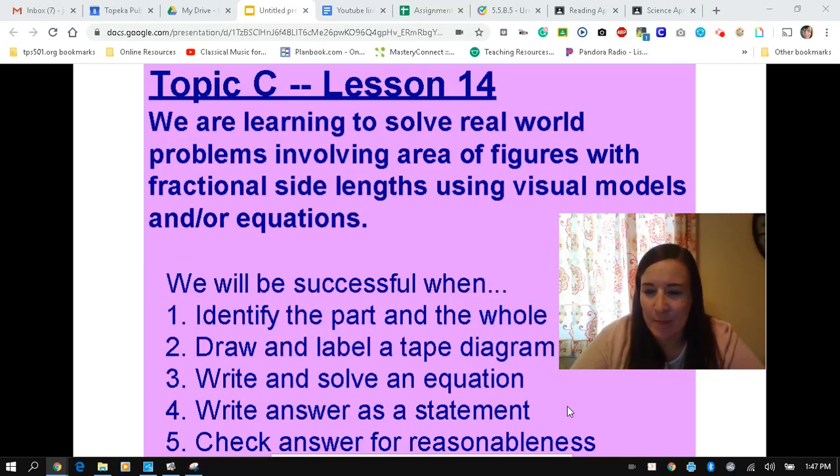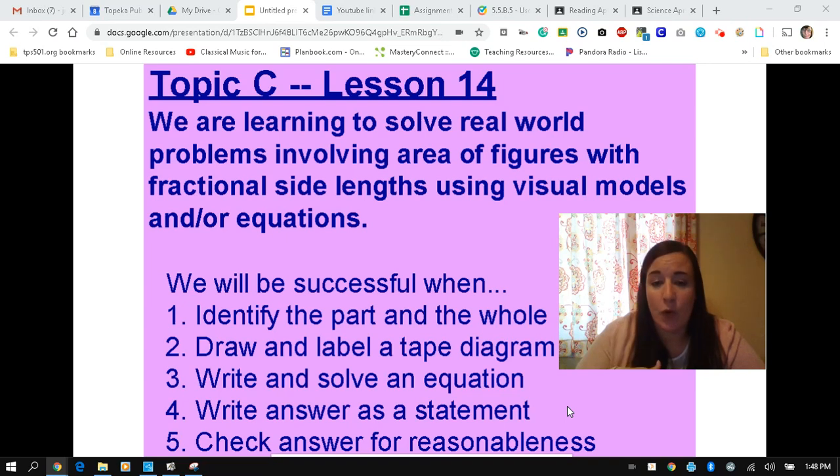Today we are working on Module 5, Lesson 14, where we're learning to solve real-world problems involving area of figures with fractional side lengths using visual models and equations. So that's a lot of words to basically say we're working on word problems with area, and our side lengths are going to be either a mixed number or a fraction or a whole number. And they've drawn pictures and things like that for us to kind of represent them as equations.